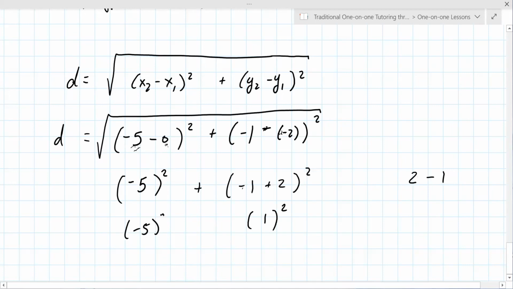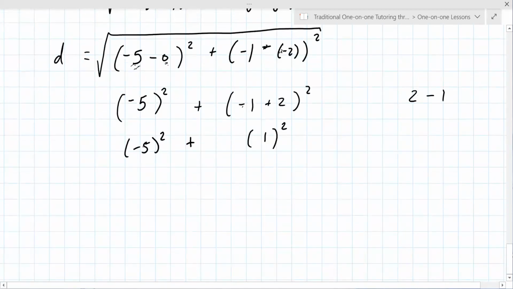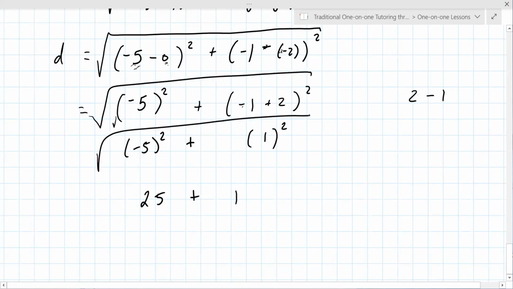So tell me, what is -5 squared? -5 squared, that's going to be 25. Plus what is 1 squared? 1. And again, there's a square root that I didn't write, but we're going to put it in now. 25 plus 1 is 26. All right, so let's look at another example here.